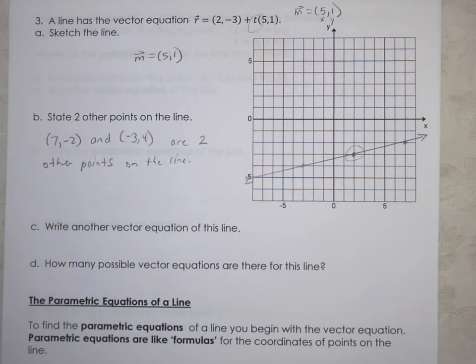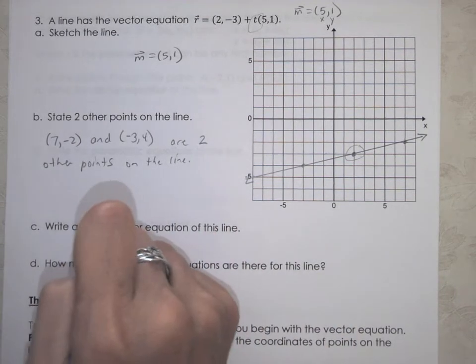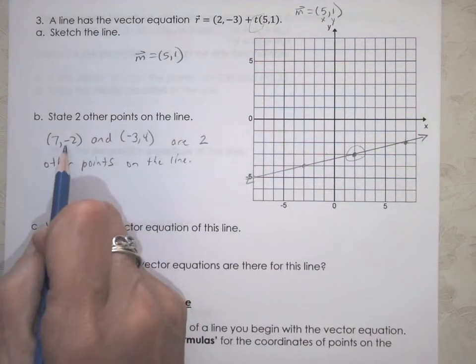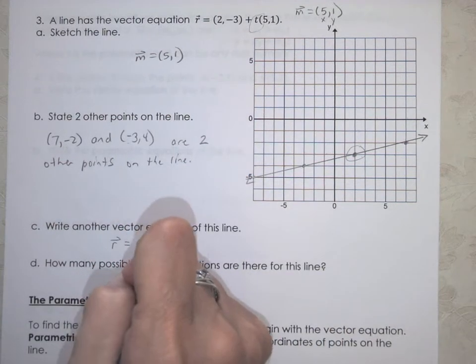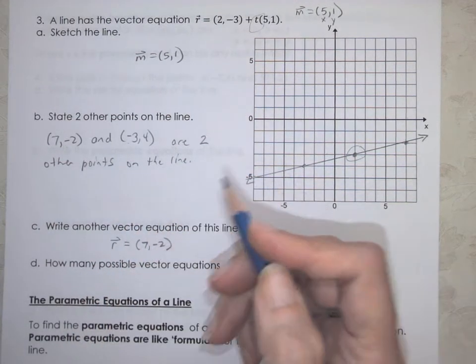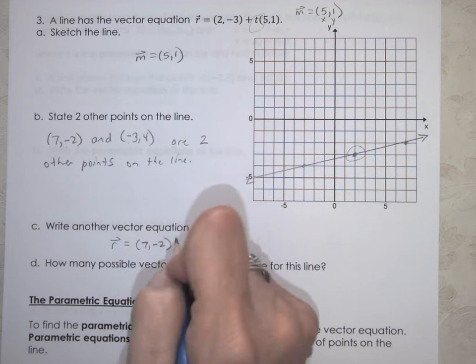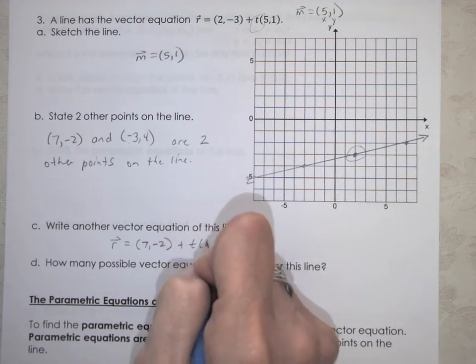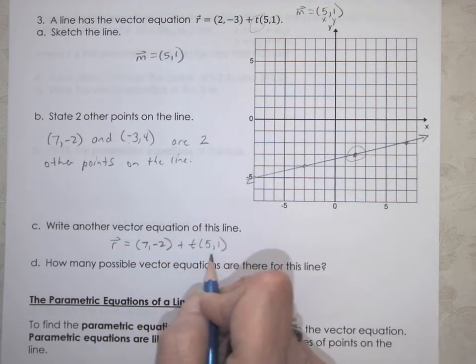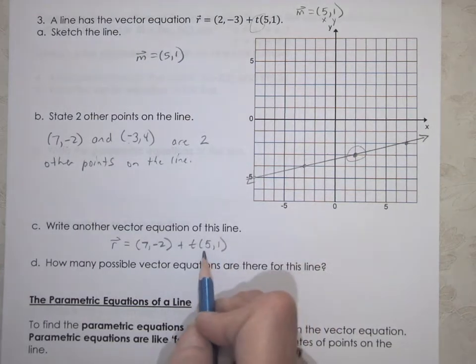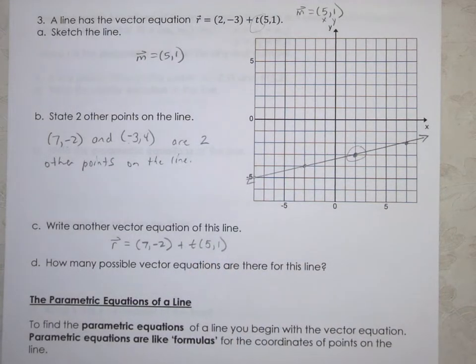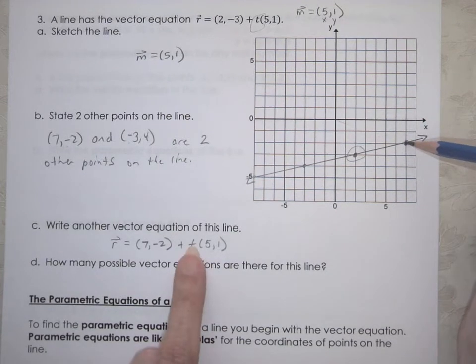Part C says write another vector equation of this line. To write another vector equation of the line, I'm just going to choose one of the other points. So I'll choose (7, -2) as my position vector of a point that I know, plus t times (5, 1). So it's still going to obviously have to have the same direction vector, just starting at another point.